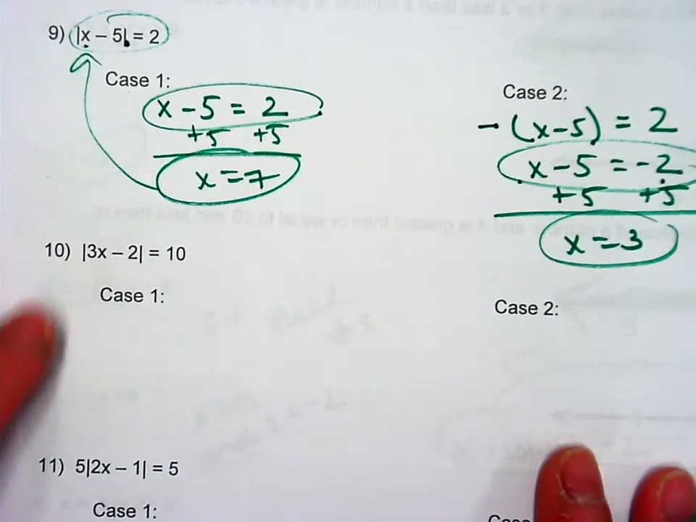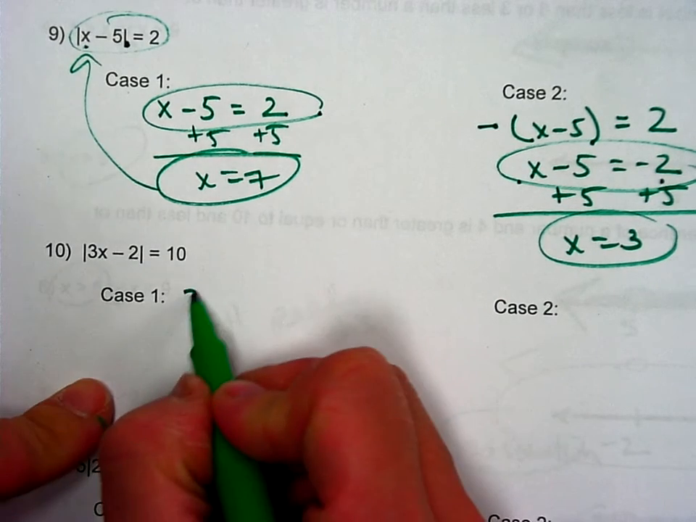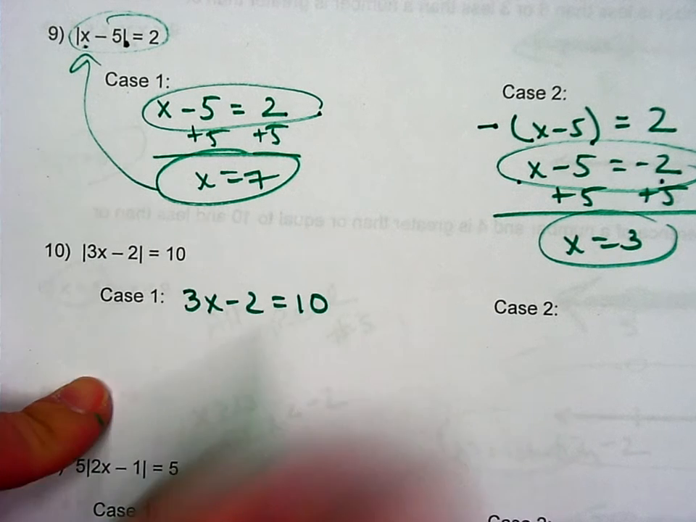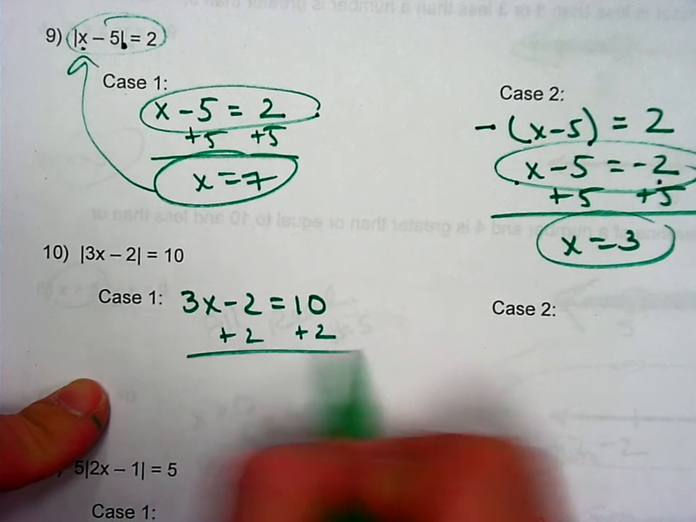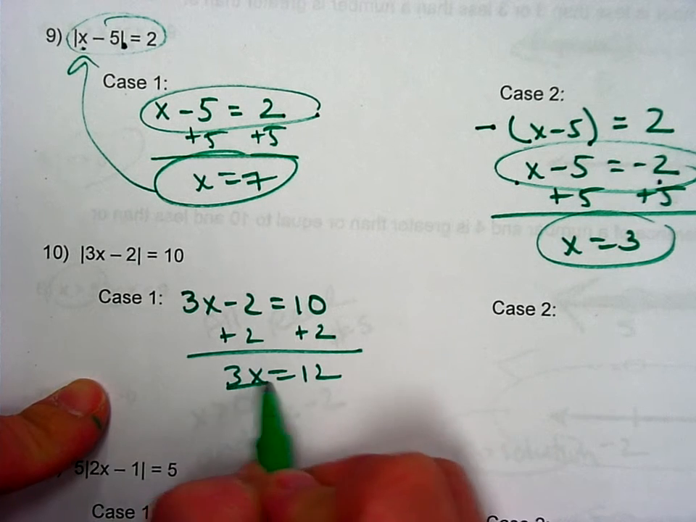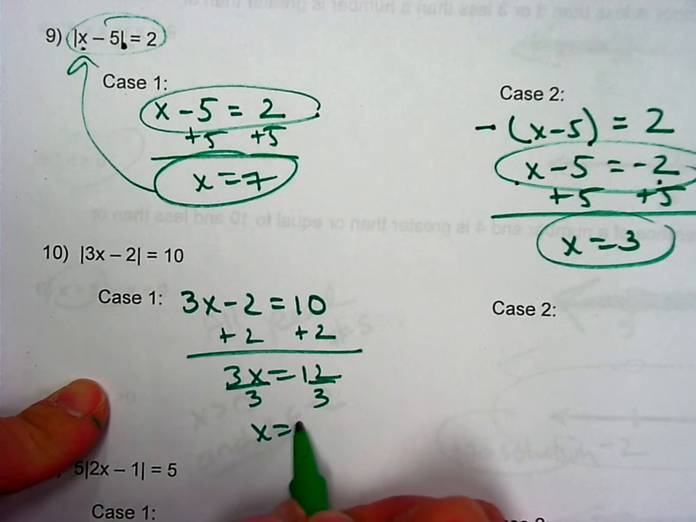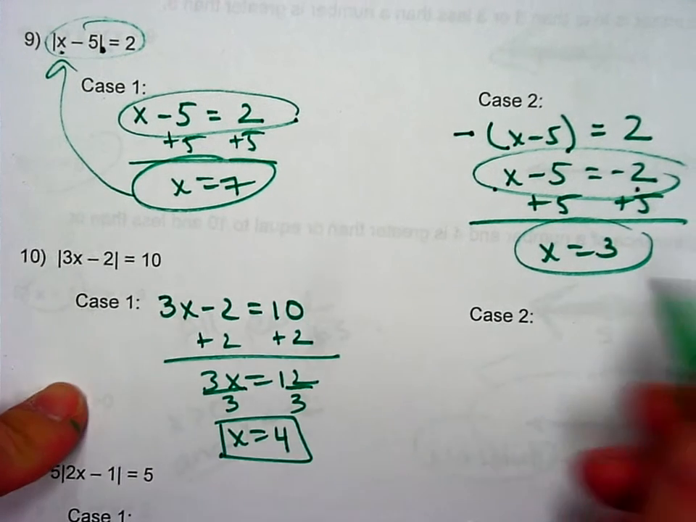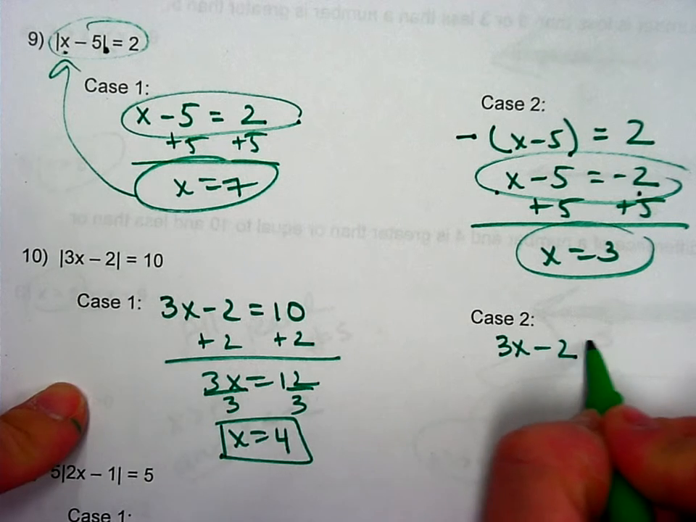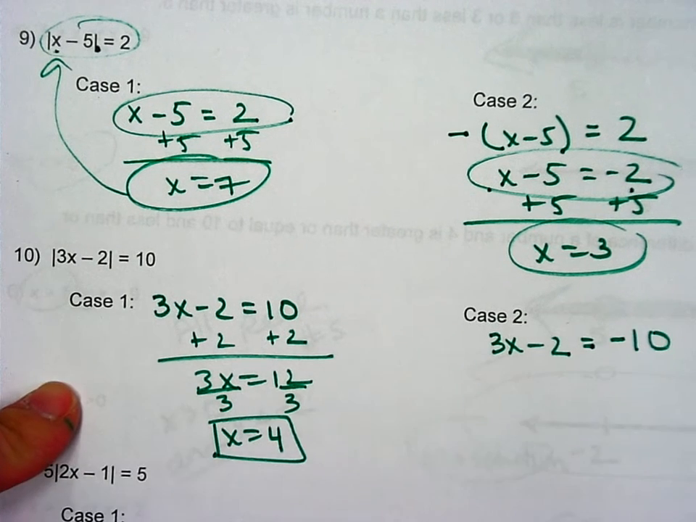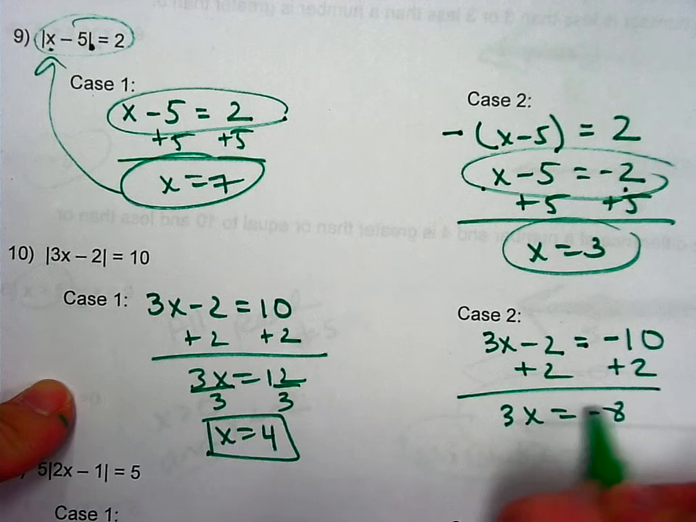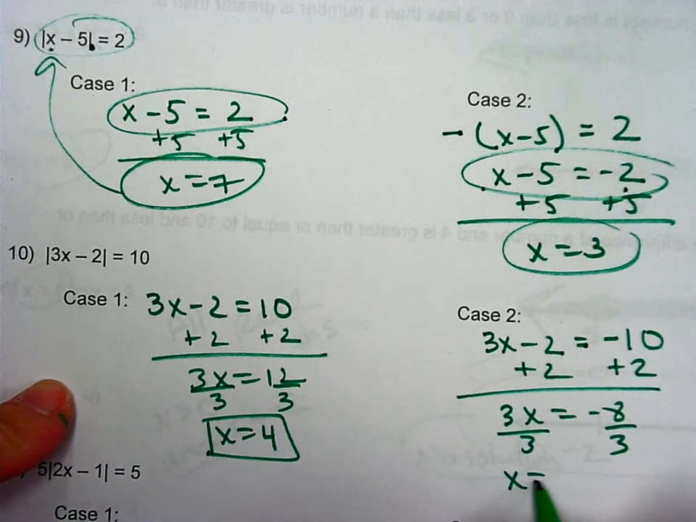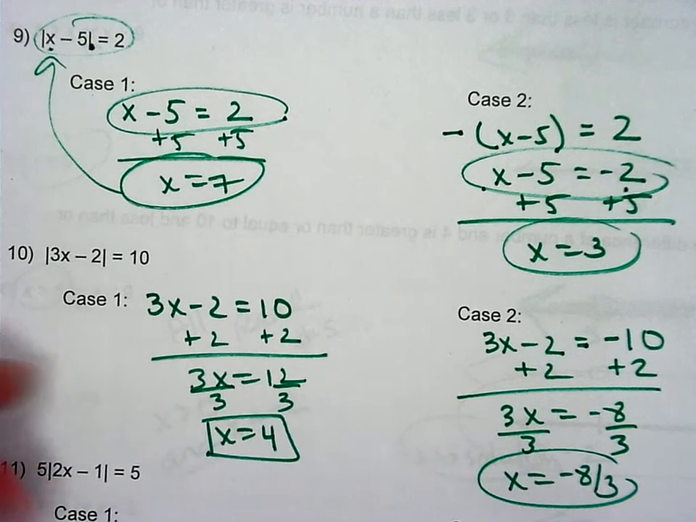So I have the absolute value by itself. My first scenario is this: 3x minus 2 equals 10. I'm going to add 2. 3x equals 12. Divide by 3. x equals 4 is one answer. The other one, 3x minus 2 can also be equal to -10. So solve it. 3x equals -8, divide by 3. So x equals -8/3 is the other solution.